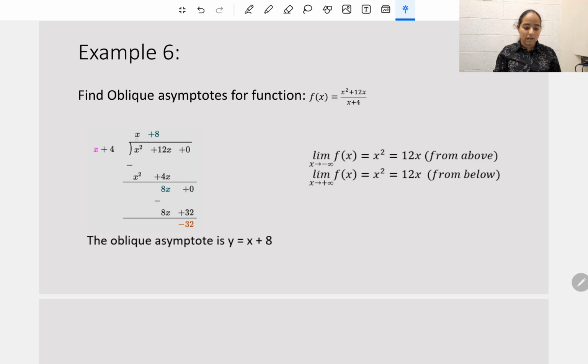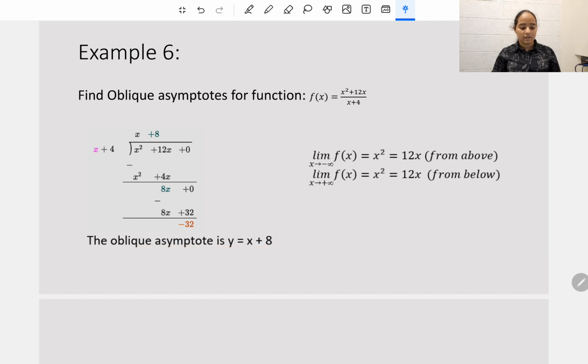First we write x squared plus 4x, and we write plus 8 over here, and we get 8x plus 0. We write negative 8x plus 32, and we get a remainder of negative 32. So our equation of the oblique asymptote is x plus 8. Now let's write the general formula.